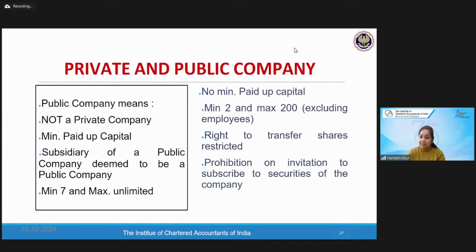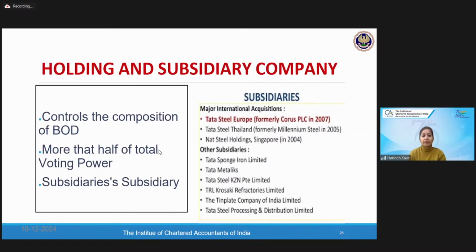So private company is clear, children, everyone. 3 important points: jointly held shares will be treated as one member, maximum 200 members, restriction on the right to transfer the shares, and prohibition of inviting the public for securities. What is a public company? Number 1, which is not a private company. Minimum 7, maximum unlimited number of members. And if you are a subsidiary of a public company, then even if in your articles you continue to be a private company, you shall be deemed to be a public company, means all the compliance, everything you have to do will be as per the public company requirement. All right. Now let us understand what is a holding and subsidiary company.